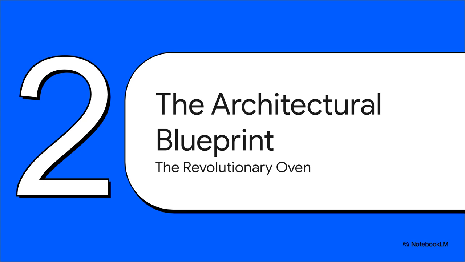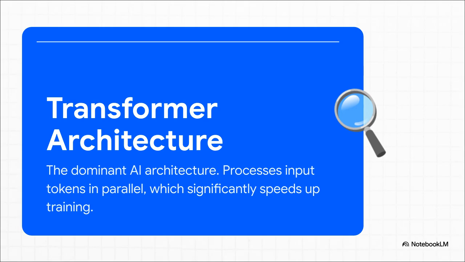Okay, so you've gathered all your messy ingredients. Now you need an oven. In the world of AI, the oven is the model architecture. It's the revolutionary design that actually bakes all that raw data into something that feels intelligent. The absolute game-changing invention here is something called the transformer architecture. Before transformers, models had to read text sequentially, one word at a time, just like us. But transformers, they can process the entire input all at once, in parallel. This was a monumental leap in speed and efficiency, and it's what makes today's massive models even possible.